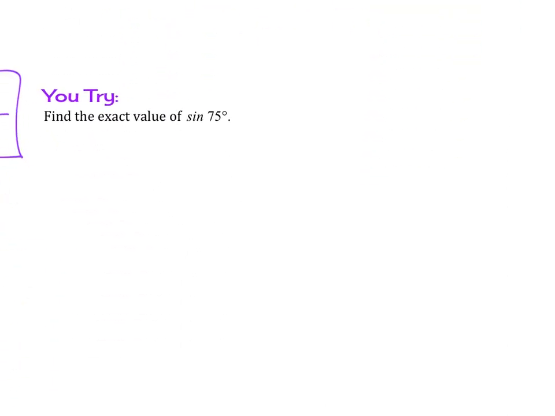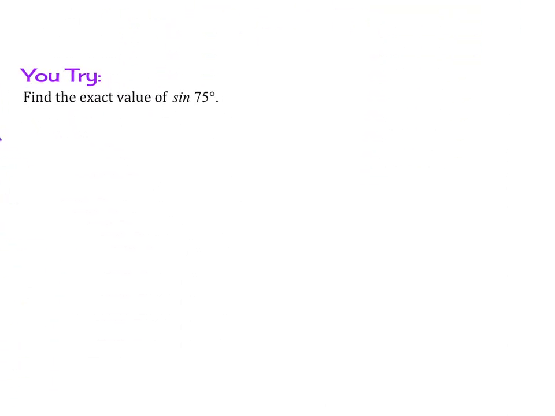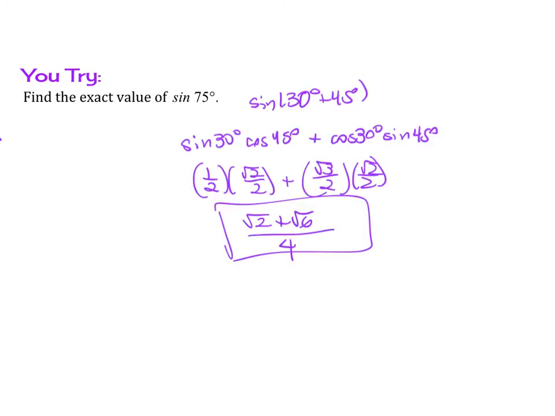So try the exact value of sine of 75 degrees. For this example, you use sine of 30 plus 45 degrees. So sine of 30 times cosine of 45 plus cosine of 30 times sine of 45 degrees. Then you change all the values, and you would get root 2 plus root 6 all over 4.